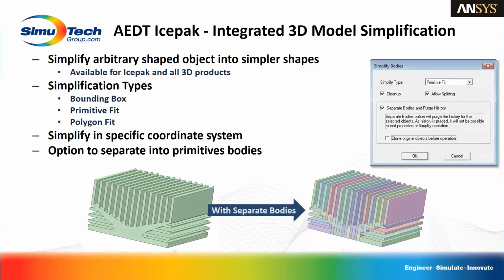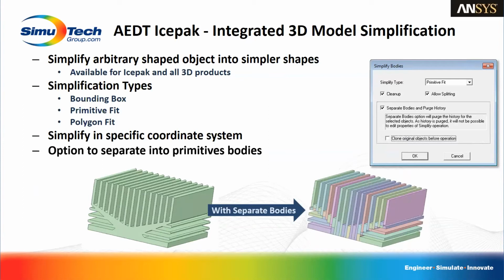So there's also this option, though, to separate any of these bodies into primitive bodies as well. I like to think of it as a Lego building block approach, right? If you can take this object and create the same thing out of Legos, that's basically what you're doing with this kind of separating into basic shapes.